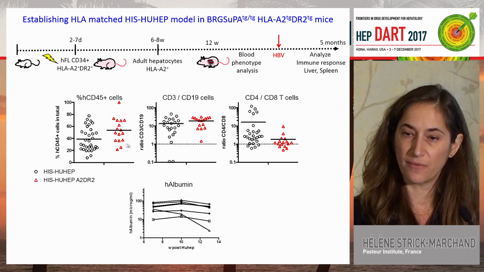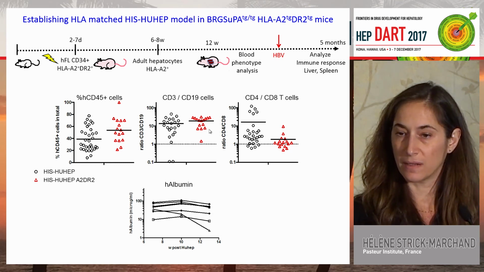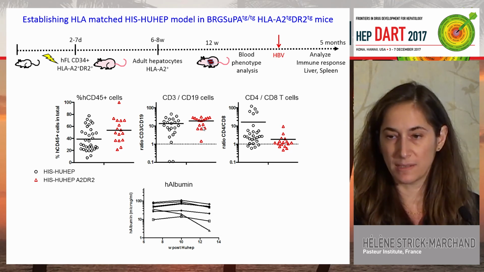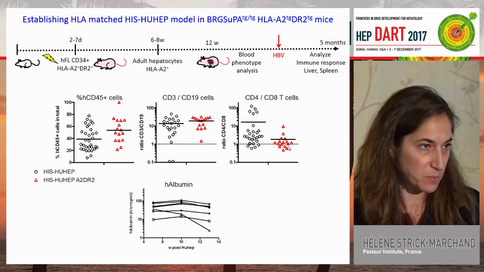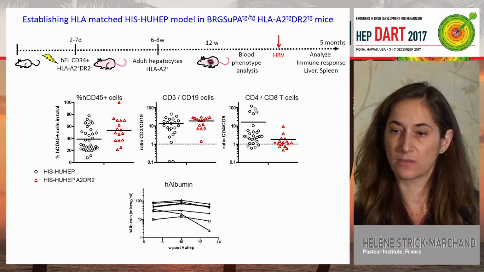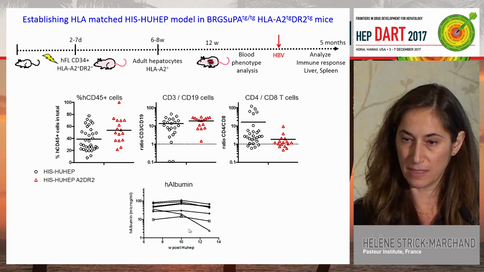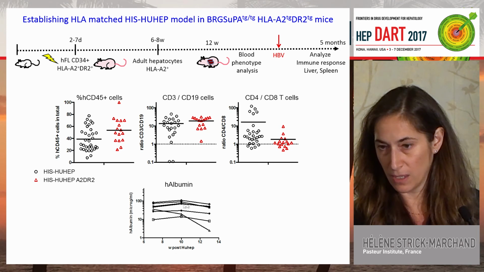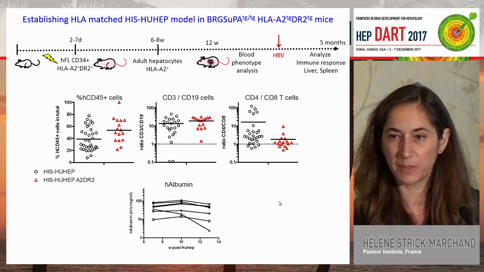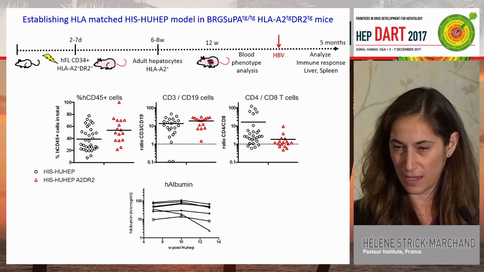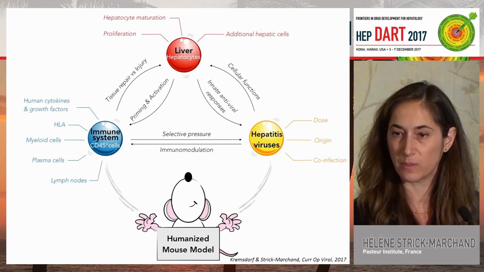We see that we have slightly better CD45 reconstitutions. It's quite equivalent in terms of CD3 and CD19 ratios. However, we see a better proportion of CD8 T cells being developed, and this has also been described in animals that are just humanized for the immune system without the liver. And we see that the engraftment of the liver is stable except for this one animal. And so I hope that soon I'll be able to give you the results with the HBV infection to see whether or not we detect these antigen-specific T cell responses.